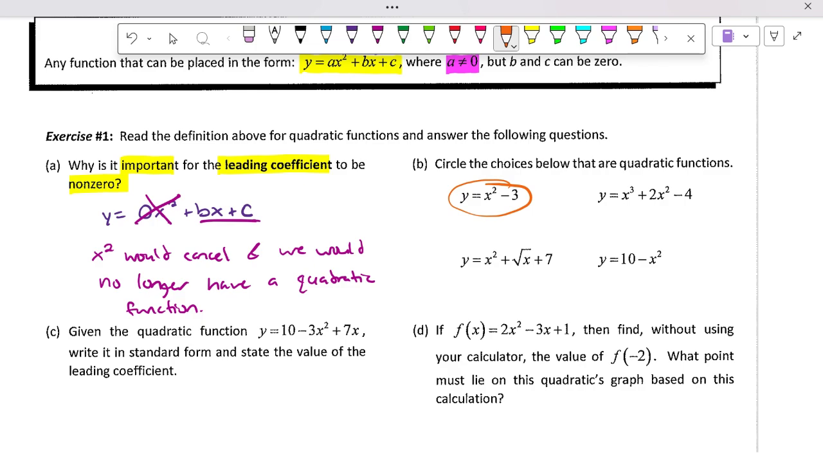What about the one to the right of that one? So the top right. Yes or no? Thumbs up, thumbs down. Definitely not. Why?